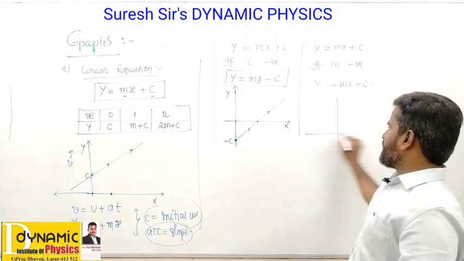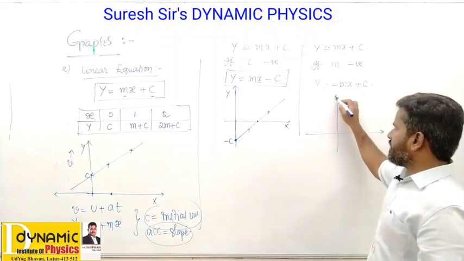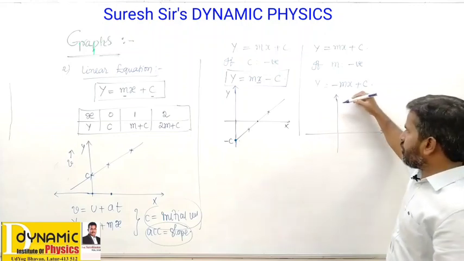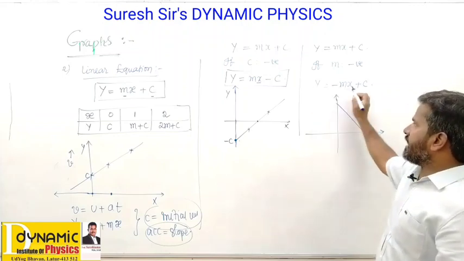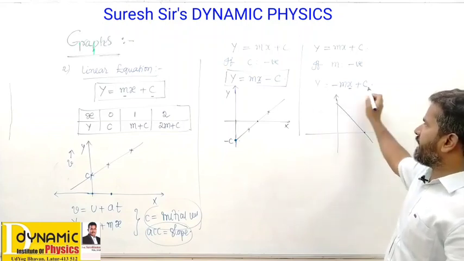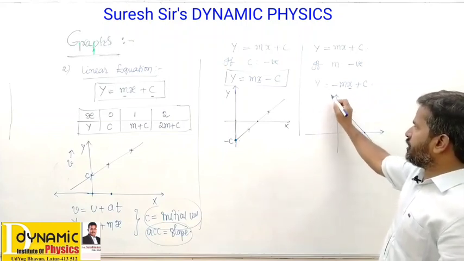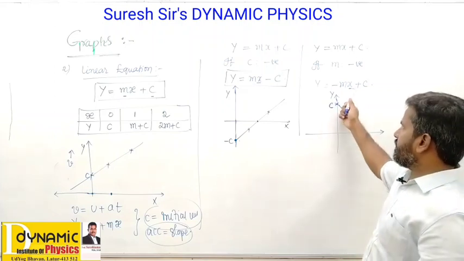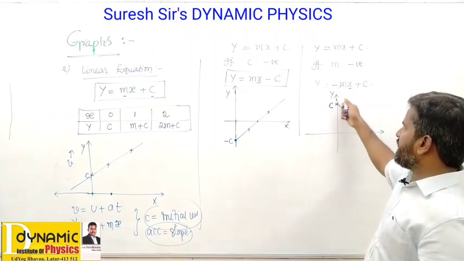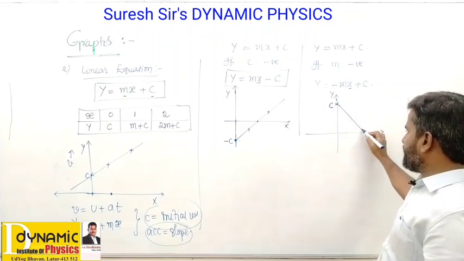What is the shape of this graph? This graph has a negative slope. Negative slope means the slope is decreasing. That means at x value 0, y becomes plus c. At x value 1, y equals minus m plus c. This slope is negative.